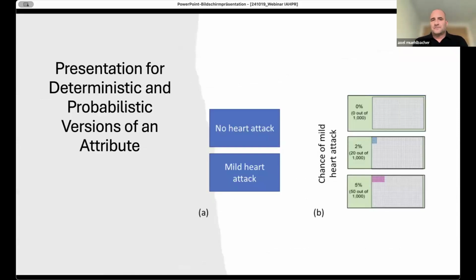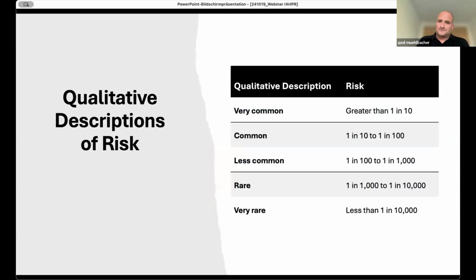Here more picture, we can present probabilities deterministic, like no heart attack, mild heart attack, or then move to a more advanced risk grid, presenting the chances of a certain risk here, the chance of mild heart attacks with 0, 2% out of 1,000, or 20 out of 1,000, and 5% as 50 out of 1,000. The same thing could be done with 0, 2, like 2 out of 100 and 5 out of 100.